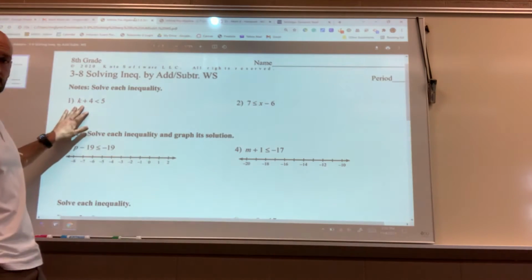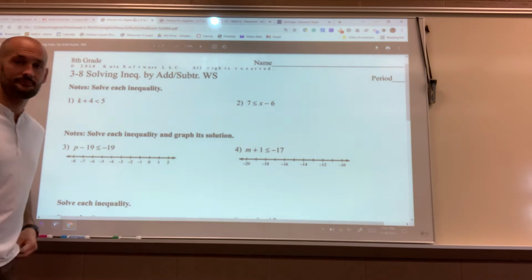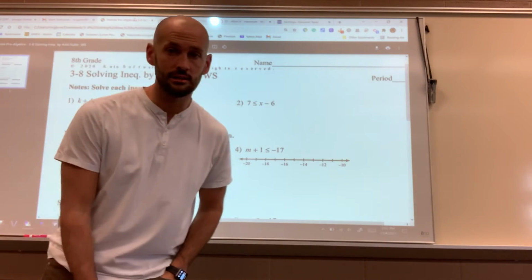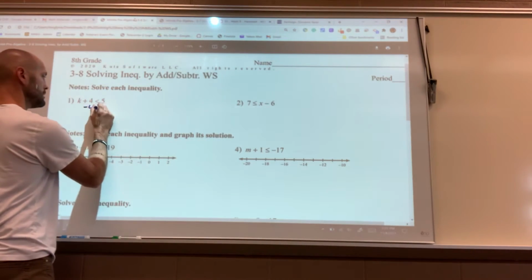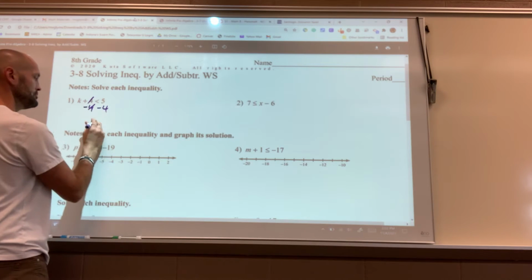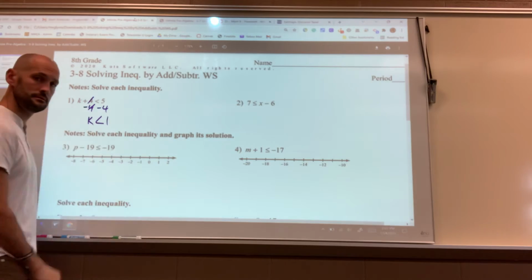We'll do number 1 first. This one's pretty nice. K plus 4 is less than 5. How would you get K all alone? That's right, you'd subtract 4. You'd be left with K less than 1.